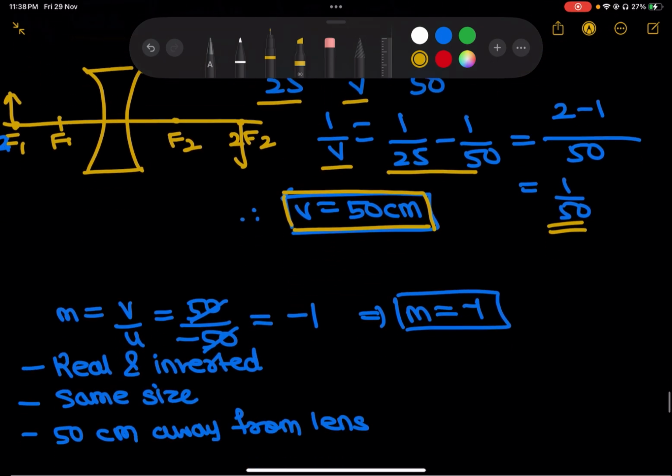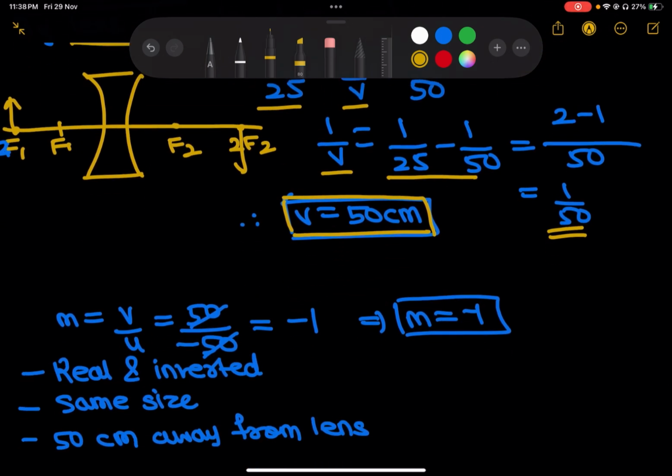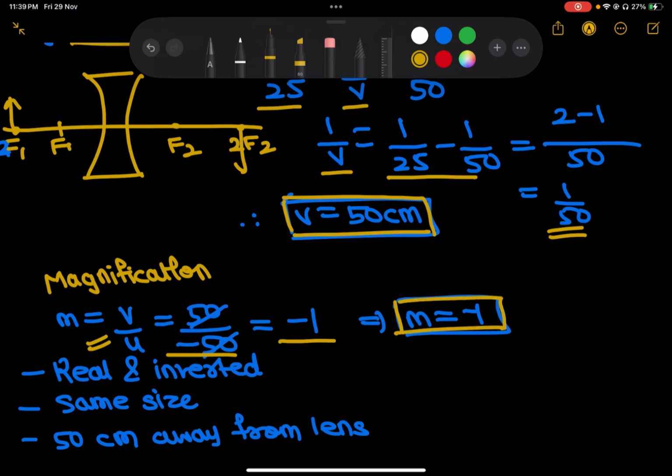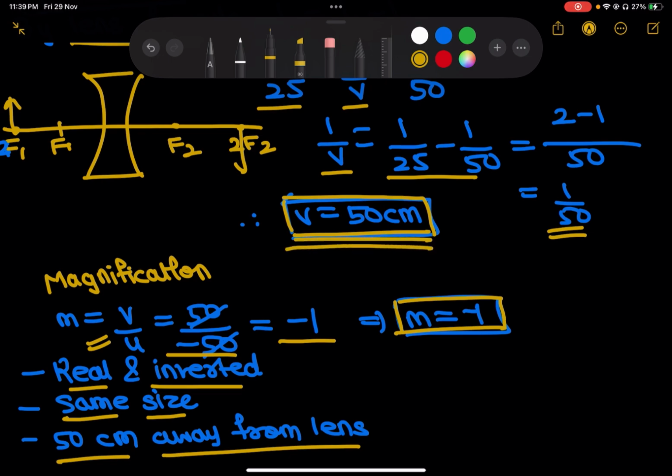Understood? Now we'll calculate the magnification. M is equal to V by U, which is equal to 50 divided by minus 50, which is minus 1. So M is basically minus 1. What does this indicate? The minus sign indicates that the image is real and inverted. The magnitude 1 indicates that the image is of the same size. The magnification is 1, it is of the same size. And you can also write that it is 50 centimeter away from the lens, from V equal to 50 centimeter.